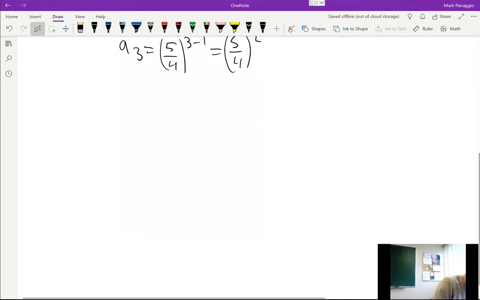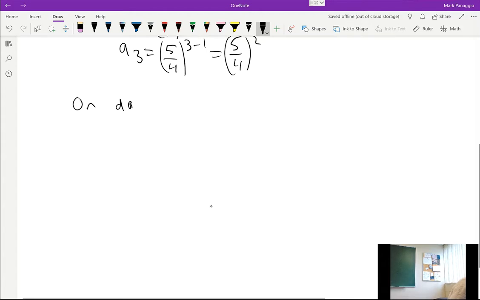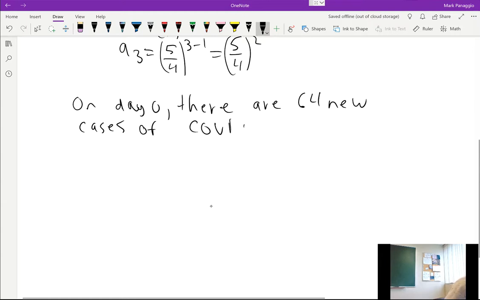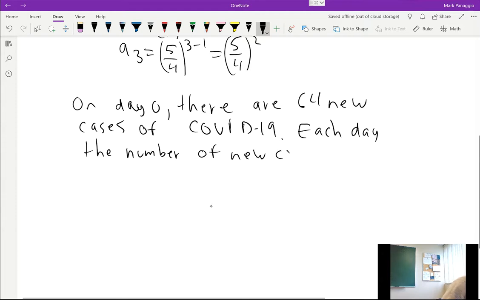Since we're dealing with a pandemic right now, let's suppose that we have a scenario where on day 0, there are 64 new cases of COVID-19. And let's suppose that on each subsequent day, we have 25% more cases than on the previous day. So each day, the number of new cases is 25% higher than the previous.